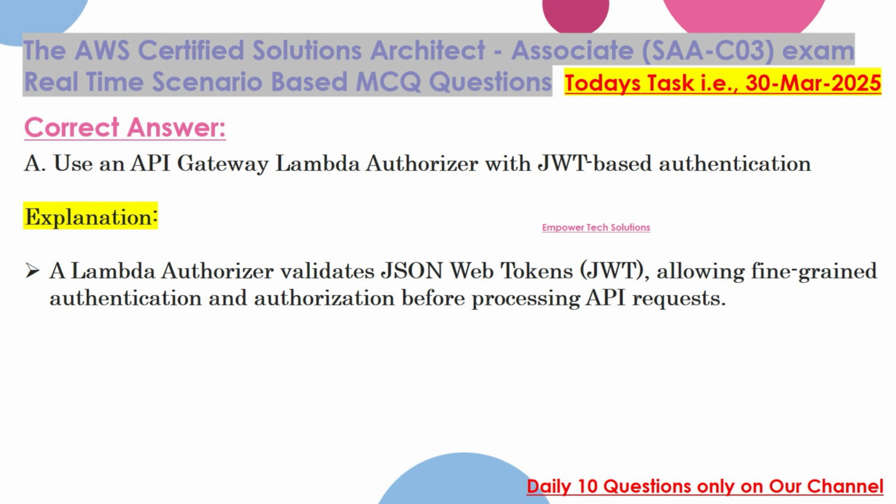Correct answer: A. Use an API Gateway Lambda authorizer with JWT-based authentication. Explanation: A Lambda authorizer validates JSON Web Tokens, JWT, allowing fine-grained authentication and authorization before processing API requests.